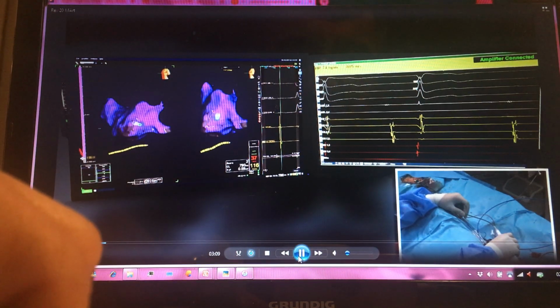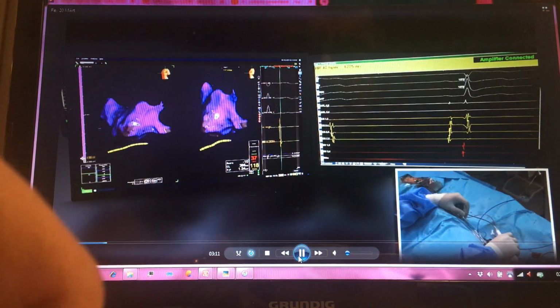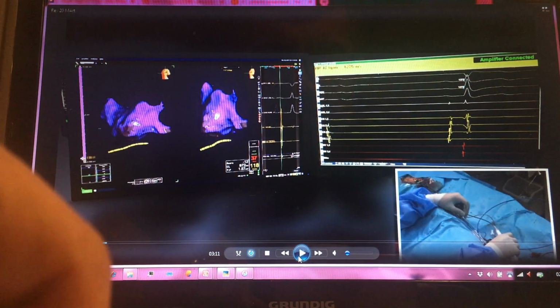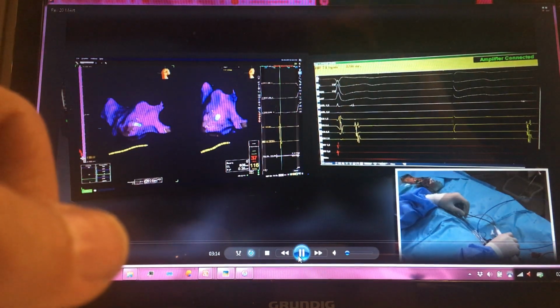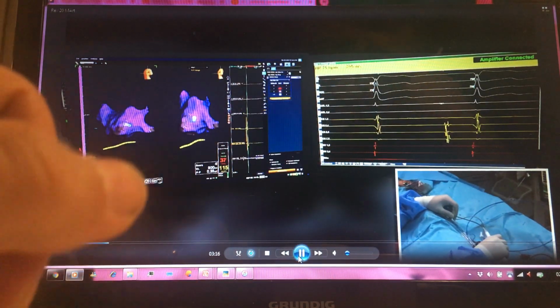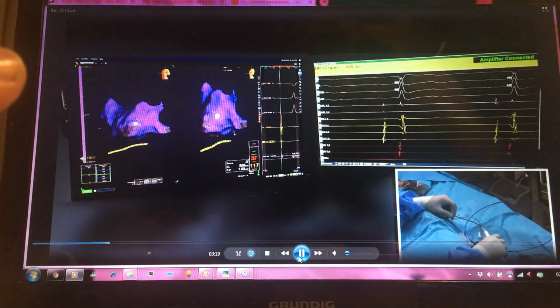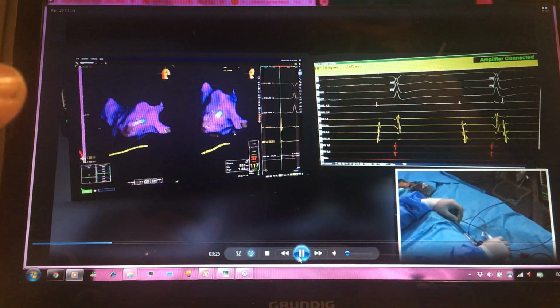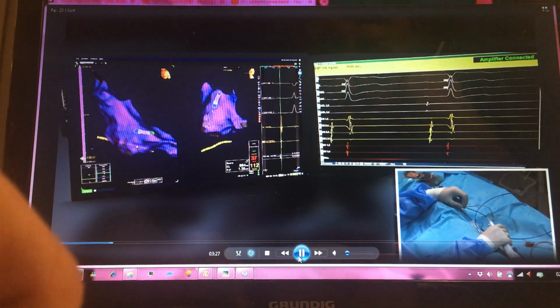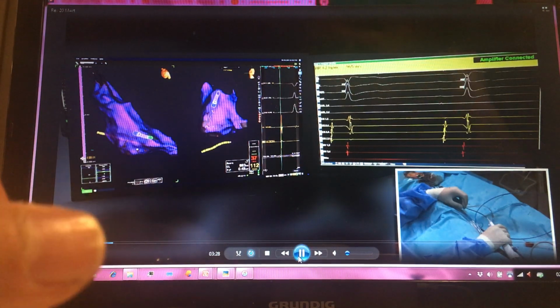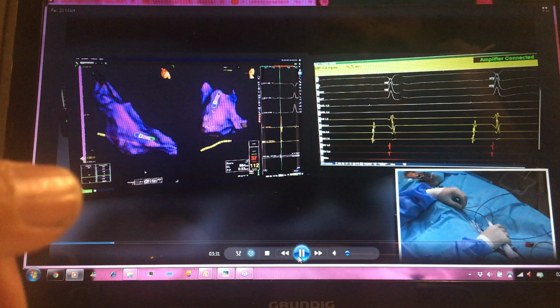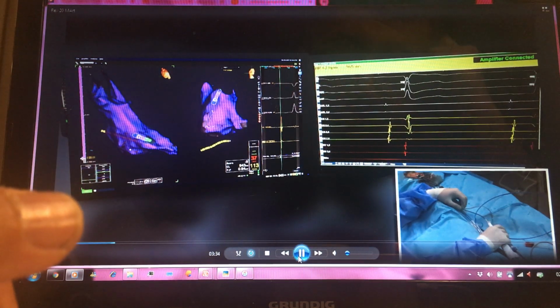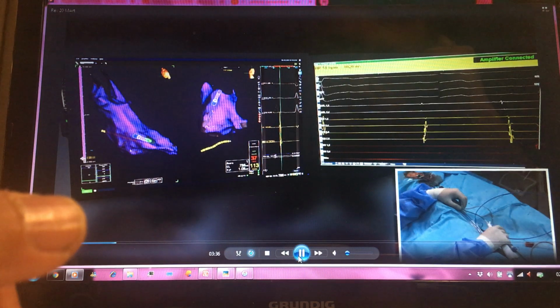So this site is not a real fragmented potential. Please look here, you can see the real activation wave of the coronary sinus. So this site is not a real fragmented potential, and we will not perform ablation at that site. Again, we are checking all the area. In this case, we didn't find any fragmented potentials in the mitral isthmus area, so we didn't perform ablation there. Now we go to the left superior GP.